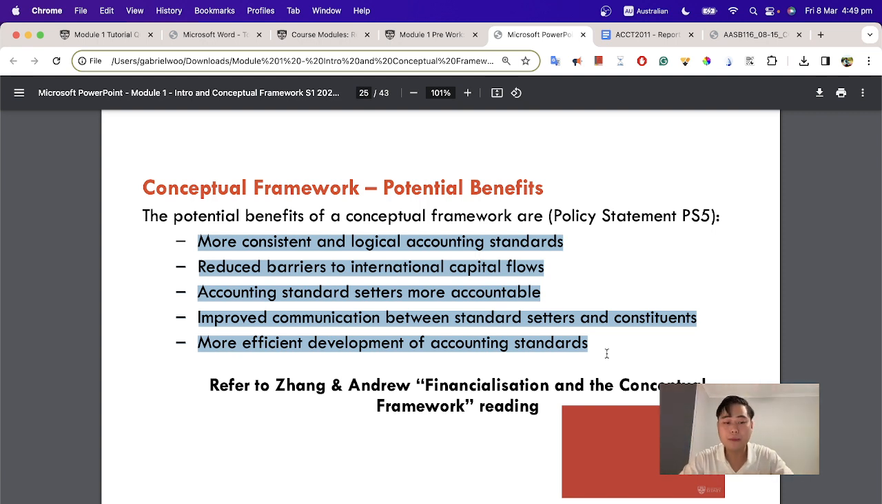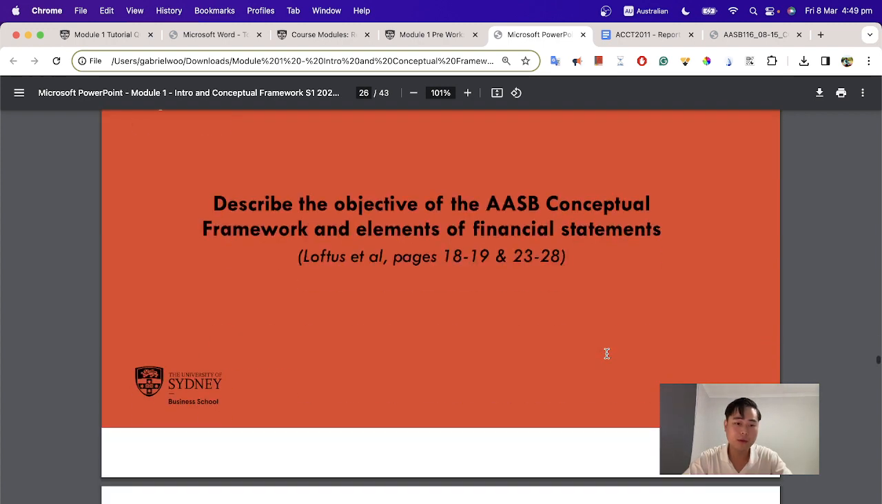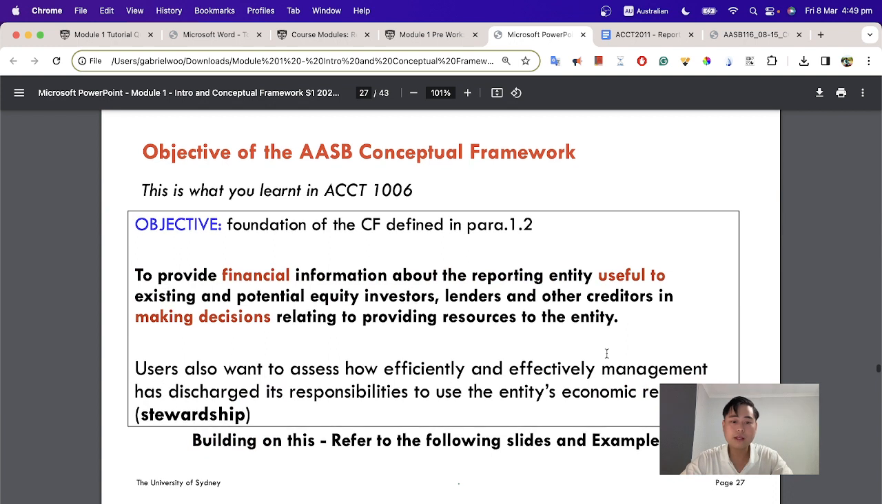Accounting standards are more accountable, improve communication between standard setters and constituents, and allow more effective development of accounting standards. Pretty straightforward. Describe the objective of the AASB conceptual framework and the elements of financial statements. So here's the objective of the CF: to provide financial information about the reporting entity useful to existing and potential equity investors, lenders, and creditors in making decisions.